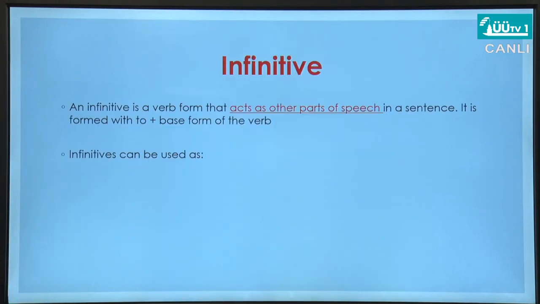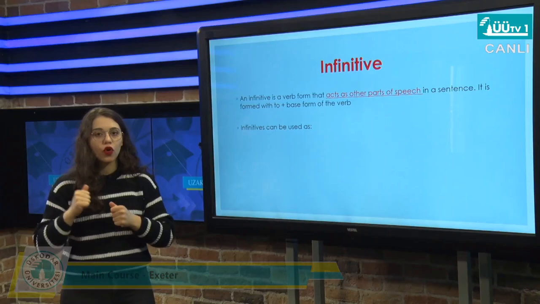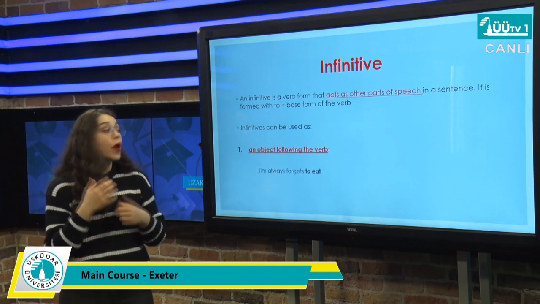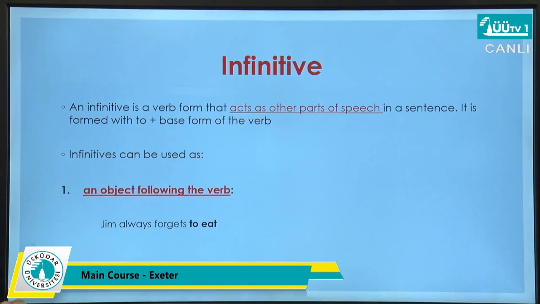All right, so let's talk about the infinitive. An infinitive is a verb form that acts as another part of speech in a sentence. It is formed with to and the base form of the verb. And infinitives can be used as an object following the verb, like the gerund. Jim always forgets to eat. So Jim is the subject here, forgets is the actual verb, and to eat is the object.